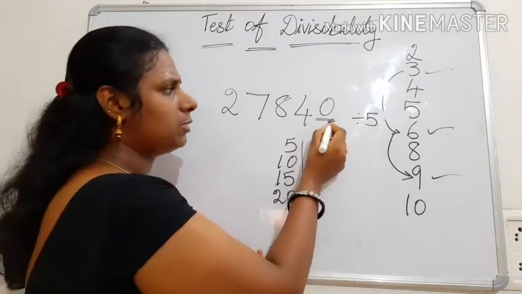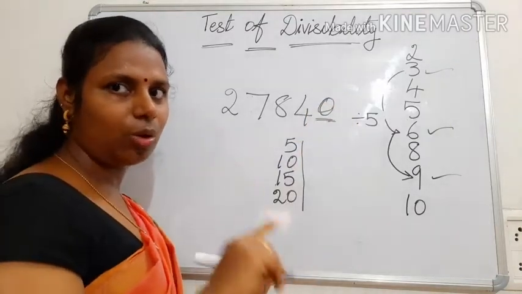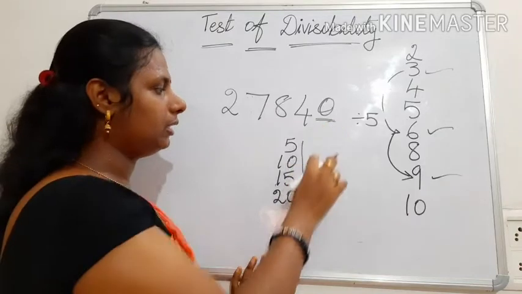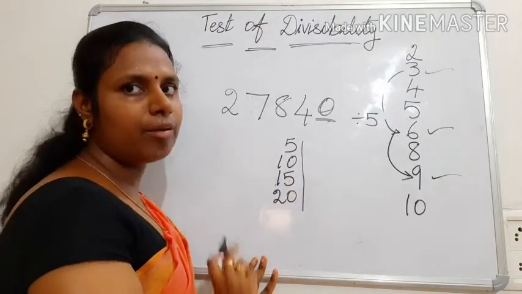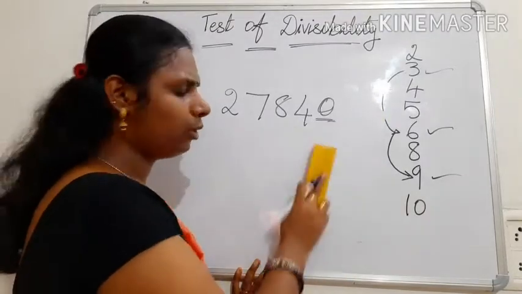Okay. Only you see one space, that must be 0, otherwise 5. 0 or 5. If it is there, then that must be divisible by 5. Okay. For 10 also, you know the table of 10.